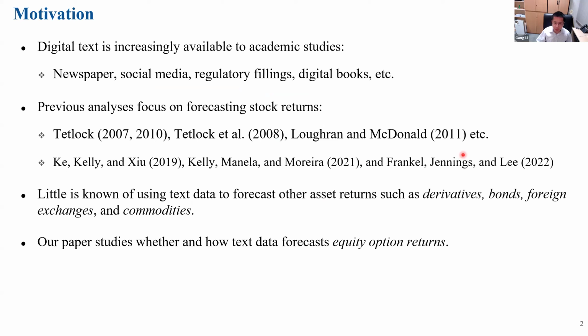Text data gets lots of attention in finance, especially because of the interest in machine learning. Digital text information such as newspapers, social media, and regulators' filings has become a fruitful resource for asset pricing and corporate finance topics. Earlier papers can be traced back to, for example, Tetlock 2007, Loughran and McDonald 2011, although most previous textual analysis focuses on forecasting stock returns or firm fundamentals, including some recent studies by Kelly, Xu, Molina, and others. But there are few studies focusing on other assets' return predictions, like derivatives, bonds, or commodities. Our paper tries to fill this gap to understand whether and how text data can forecast equity option returns.